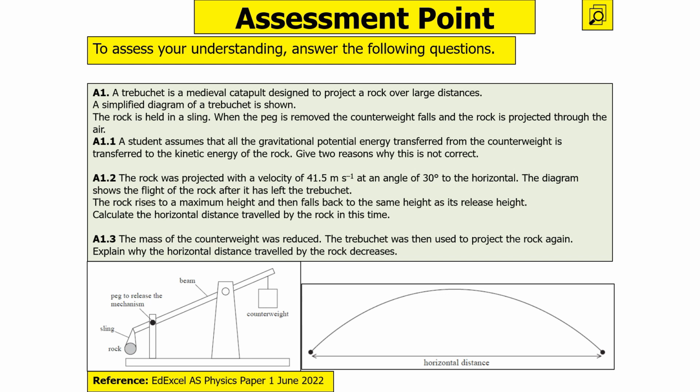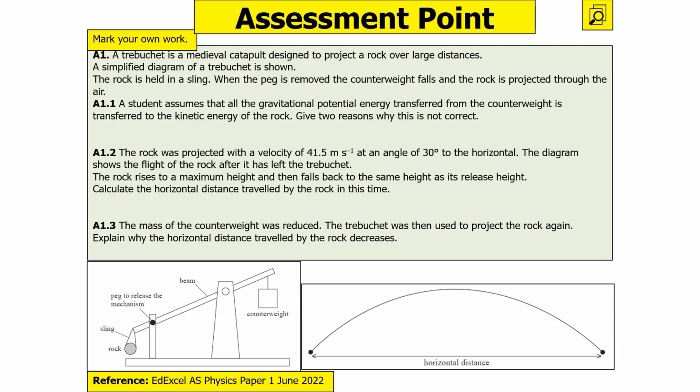The rock was projected with a velocity of 41.5 meters per second at an angle of 30 degrees to the horizontal. The diagram shows the flight of the rock after it's left the trebuchet. The rock rises to a maximum height and then falls back to the same height as its release height. Calculate the horizontal distance travelled by the rock in this time. Then, the mass of the counterweight was reduced. The trebuchet was then used to project the rock again. Explain why the horizontal distance travelled by the rock decreased. So pause the video now, then unpause the video when you want to go through your answer.